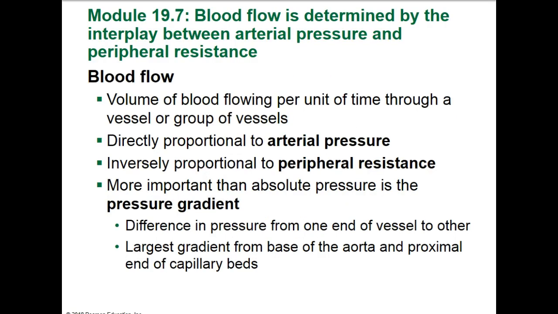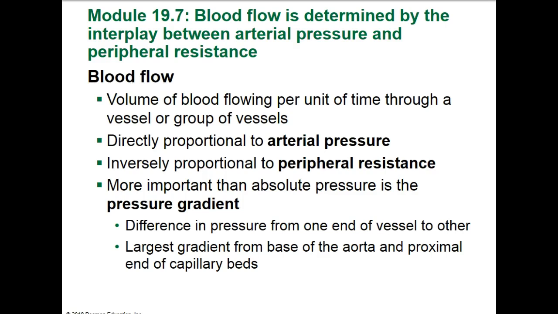Okay, let's talk about blood flow now. The volume of blood flowing per unit of time through a vessel or a group of vessels is your blood flow. It is directly proportional to your arterial pressure, so that just means as arterial pressure increases, so does blood flow. It's inversely proportional to peripheral resistance. So that means as peripheral resistance increases, blood flow decreases.